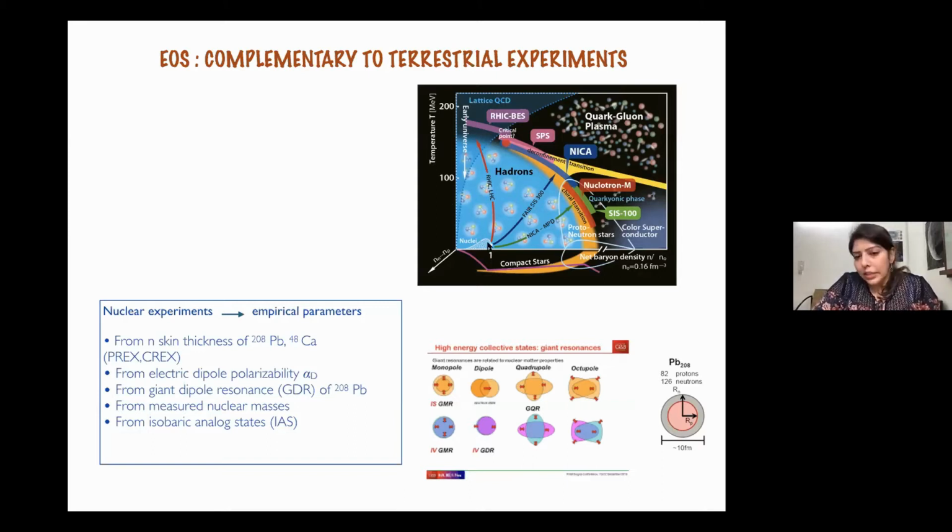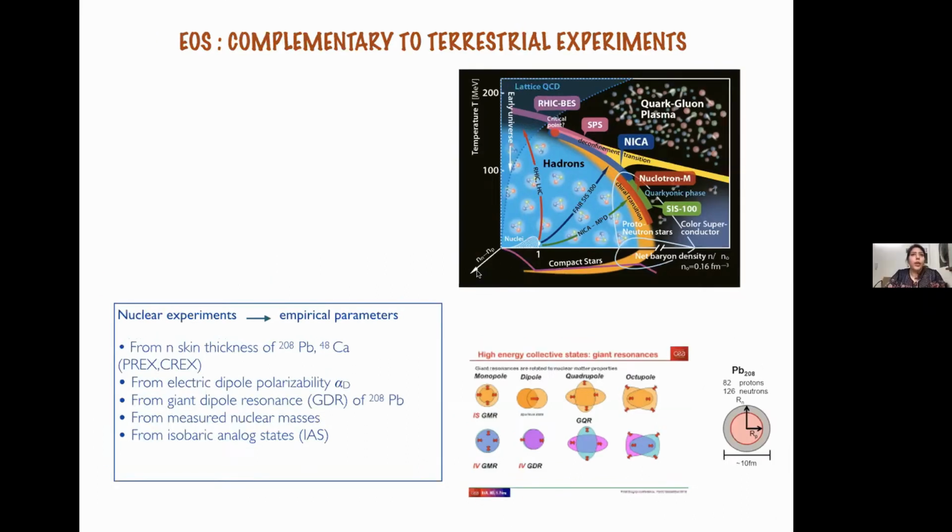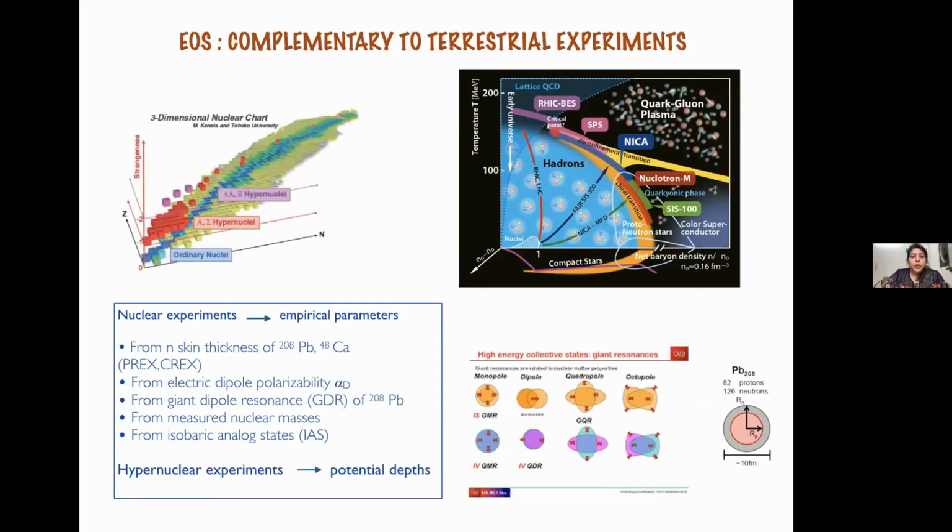On the other hand, compact stars lie at high densities and also at finite asymmetries. This is because neutron stars have many more neutrons than protons. So the theories that can describe neutron stars will have to be extrapolated on 2 grounds. One is, of course, to high densities, which is unknown from terrestrial experiments, and the second is neutron-proton asymmetry. The other information that we get from heavy ion collisions and from hypernuclear experiments are potential depths of hyperons, and this I will come to later during my talk.